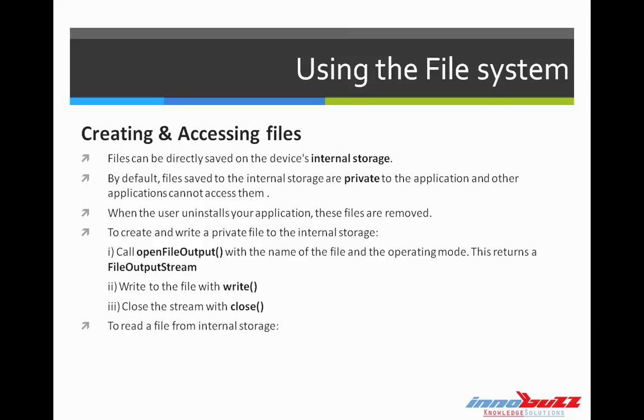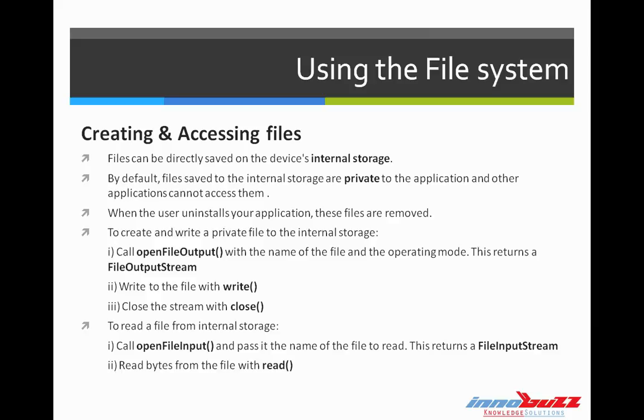To read a file from internal storage, the steps to be performed are: call openFileInput method and pass it the name of the file to be read. This returns a file input stream. Read the bytes from the file with the read method. Then close the stream with the close method.